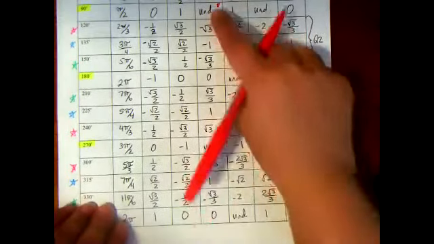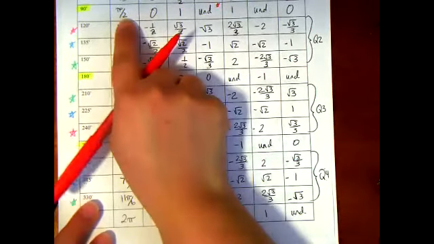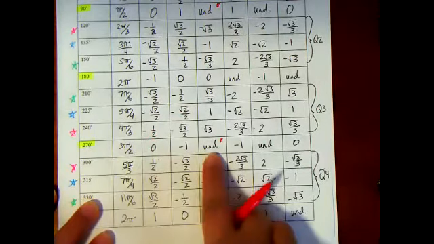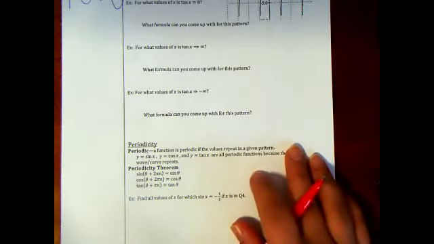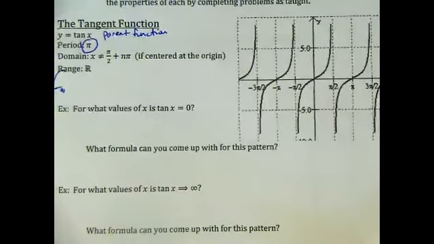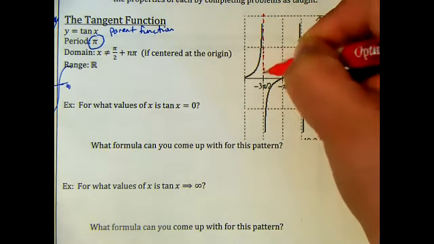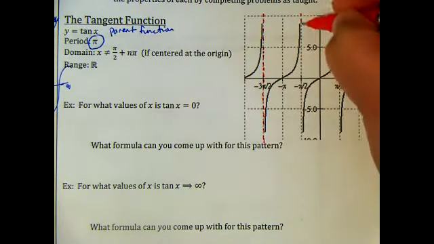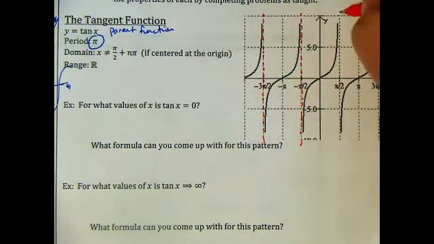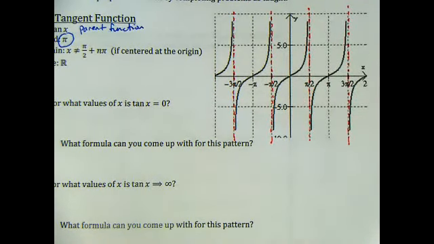Because tangent is undefined in those places, that means I don't have a y value. Tangent of pi over 2 does not give me a value. Tangent of 3 pi over 2 does not give me a value. So when our angle hits pi over 2 or 3 pi over 2, I'm not going to have a value. And what that does is it creates asymptotes. Because we do not have a value at those angles, graphically that ends up being an asymptote. So at every increment of pi over 2 and 3 pi over 2, I have an asymptote.